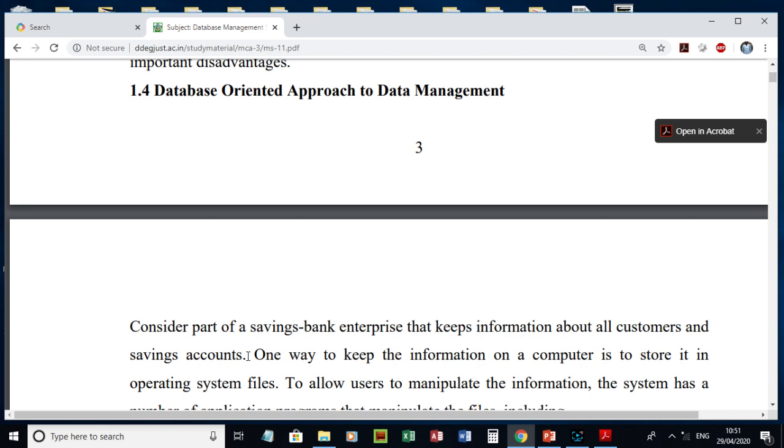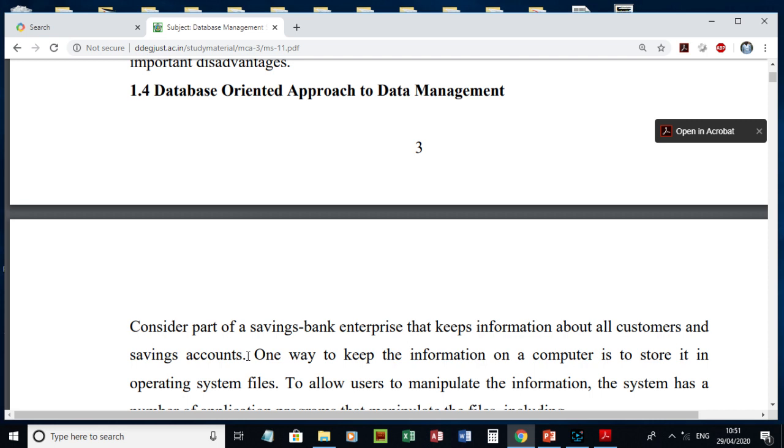Information. So the first one was for the university. The second one we are using is what? It's a bank. Right? So consider part of a savings bank enterprise. A savings bank, commercial bank, credit union, microfinance, and then rural bank, they are all banks. So consider part of a savings bank enterprise that gives information about all customers and savings accounts.